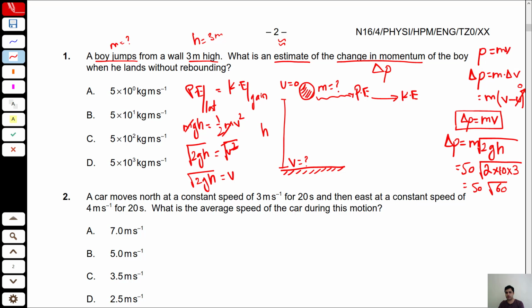How do we find the square root of 60? Now, let's see. 7 squared gives us 49, and 8 squared gives us 64. There we have it. 64 is our closest number to 60. The square root of 64 is 8, so the square root of 60 will be very close to 8, slightly less than 8, maybe 7.8 or something like that. So we can approximate it as 8. 50 times 8 is around 400. There's no option that says 400, but the closest option is 500, which is why we will choose option C.